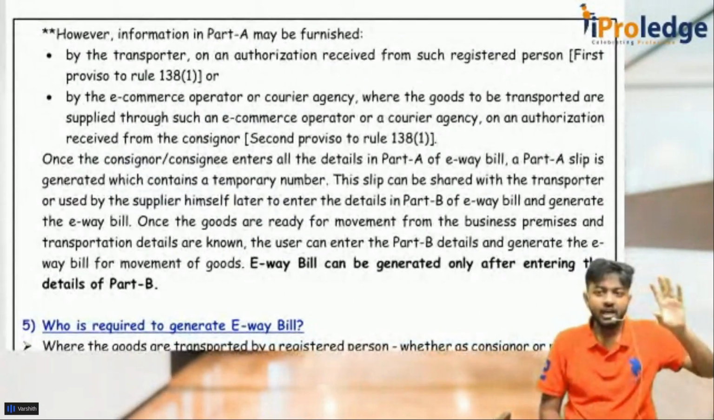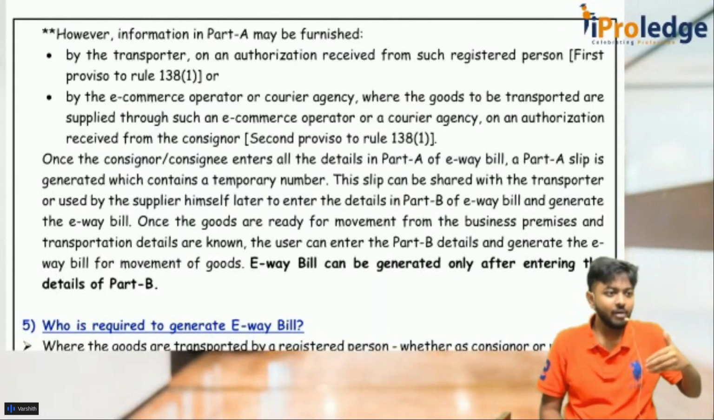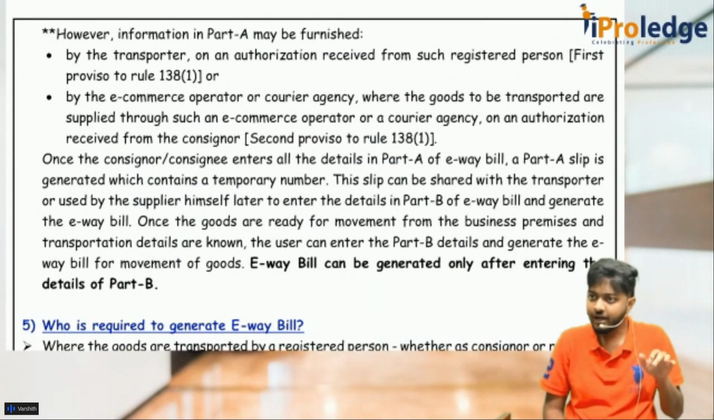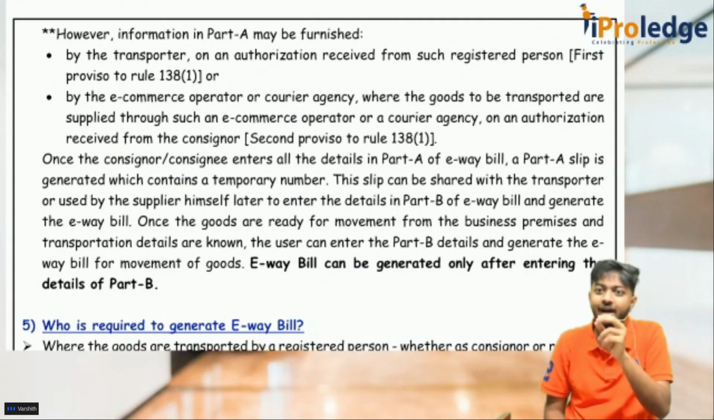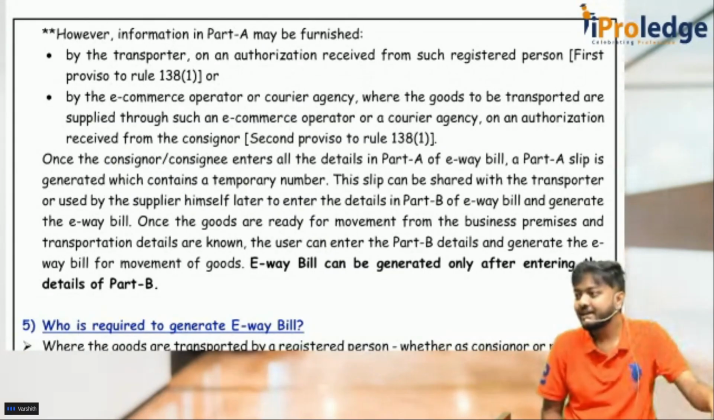Now one more technical question should come. Sir, in my e-way bill portal, I have generated part A, done. How will he get access to my portal in part B? How can he continue my form? That is the transporter ID.